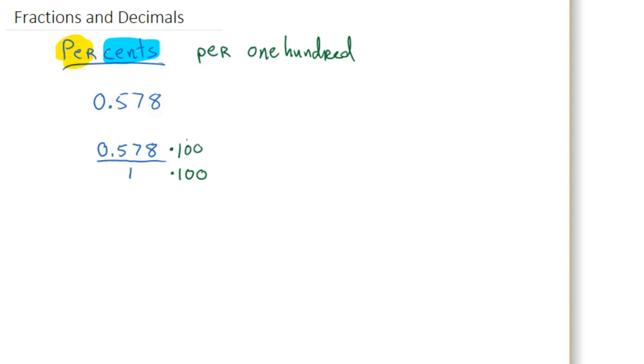Now multiplying 1 by 100 is just going to give me 100 on the bottom. That I can do. And then multiplying that 0.578 by 100, well, if you plug that into your calculator, you're going to get 57.8, and that over 100, if I wanted to use my math shorthand percent sign, is just 57.8%.